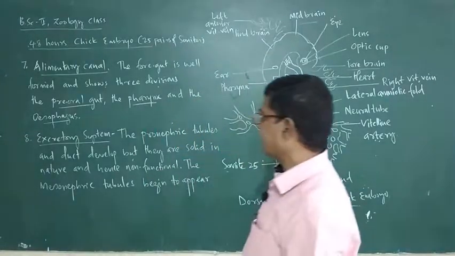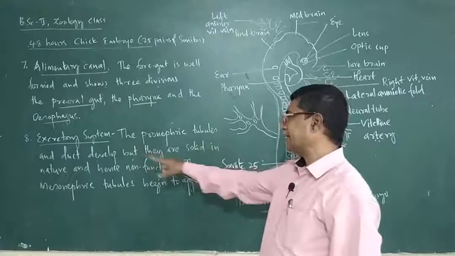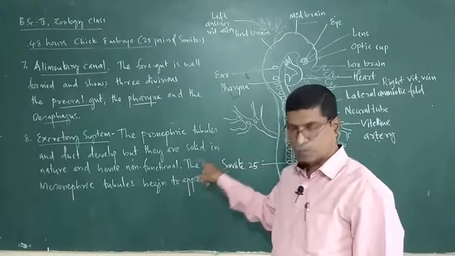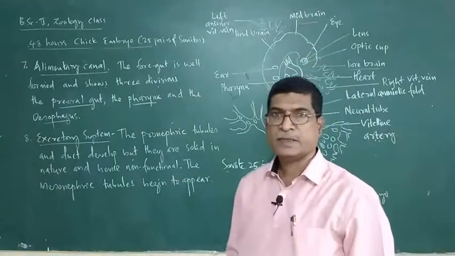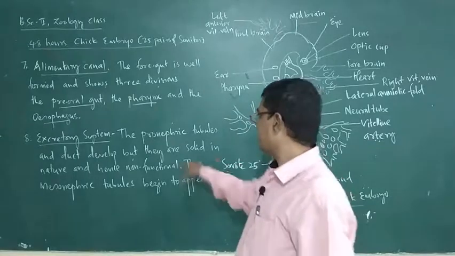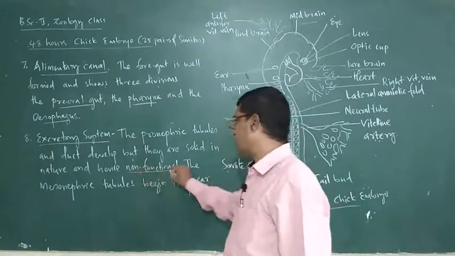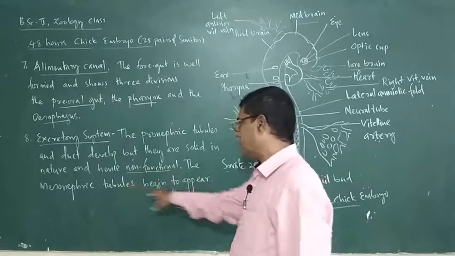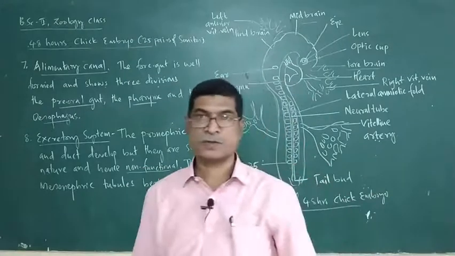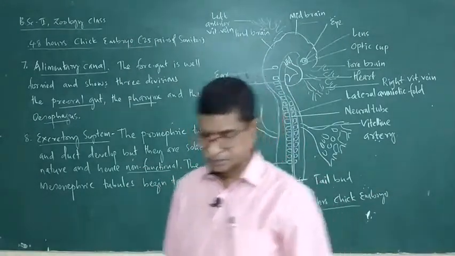Next, the excretory system. The pronephric tubules and duct develop, but they are solid. They are solid in nature and hence non-functional. The mesonephric tubules begin to appear in the excretory system.